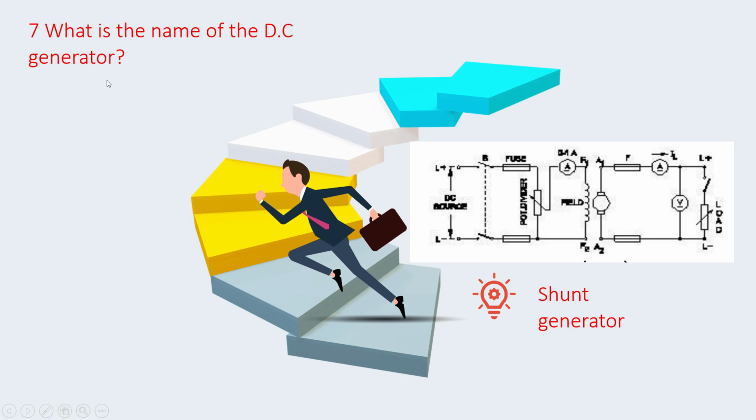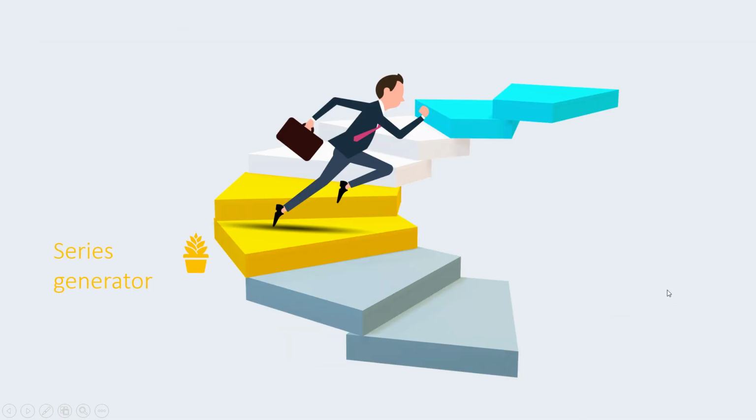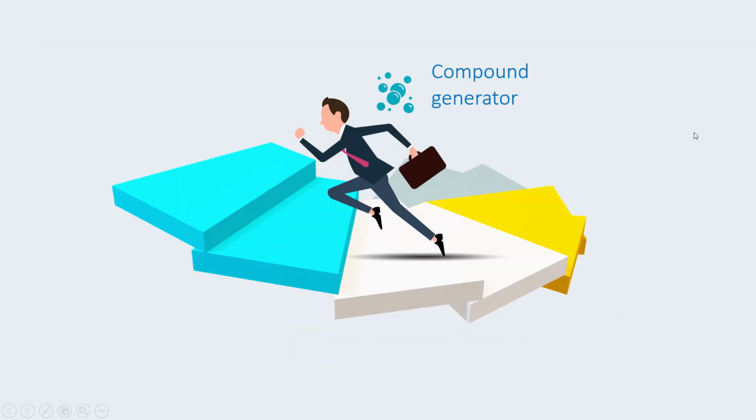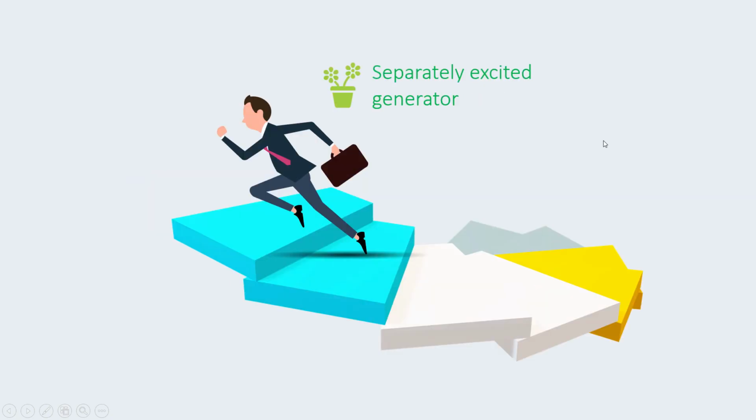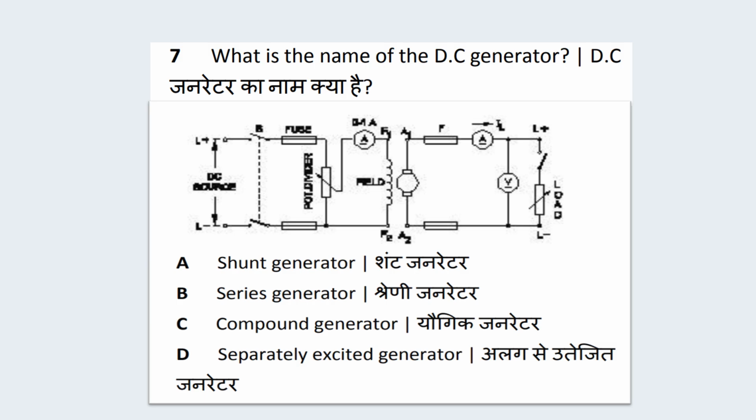What is the name of this DC generator? You have to tell which type of DC generator this is. I am going to give a hint: in this picture, you can see that the field is separate and the armature connection is separate, meaning excitation is separate and the armature circuit is separate. Option A, shunt generator; series generator; compound generator; separately excited generator. The answer is separately excited generator.